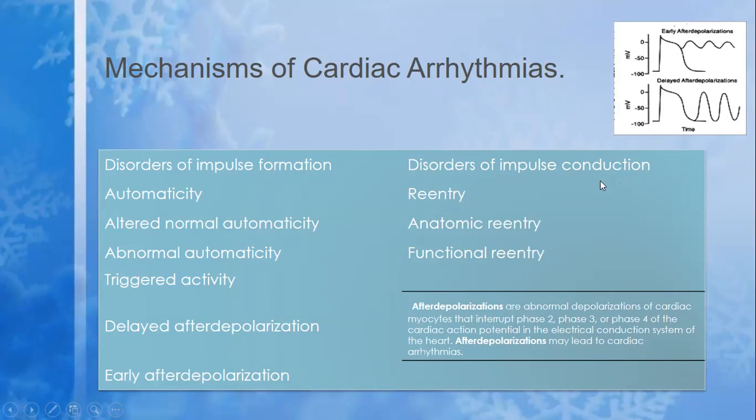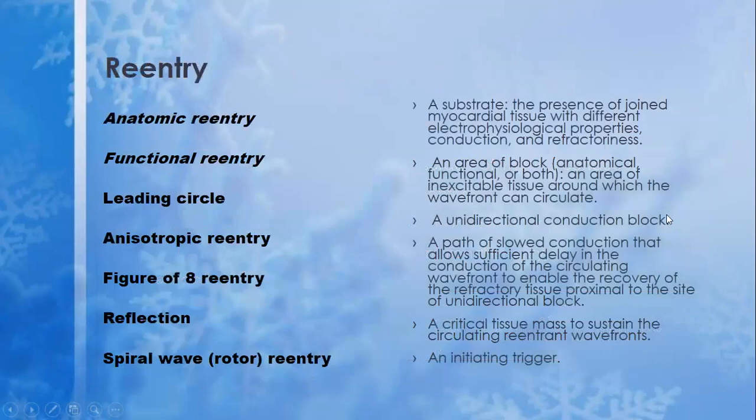Disorders of impulse conduction, for example, due to re-entry, and this re-entry may be anatomic re-entry or functional re-entry. This re-entry phenomenon may lead to anisotropic re-entry, figure of eight. The re-entry circuit may be figure of eight, or a spiral re-entry may be there. For re-entry to occur, there are several conditions to be fulfilled.